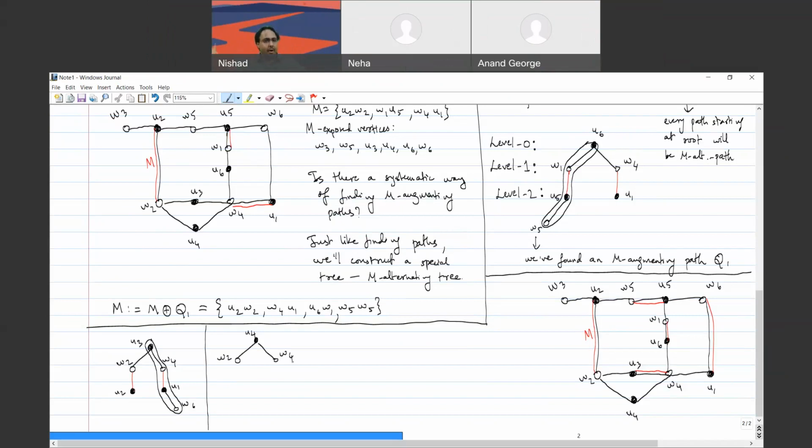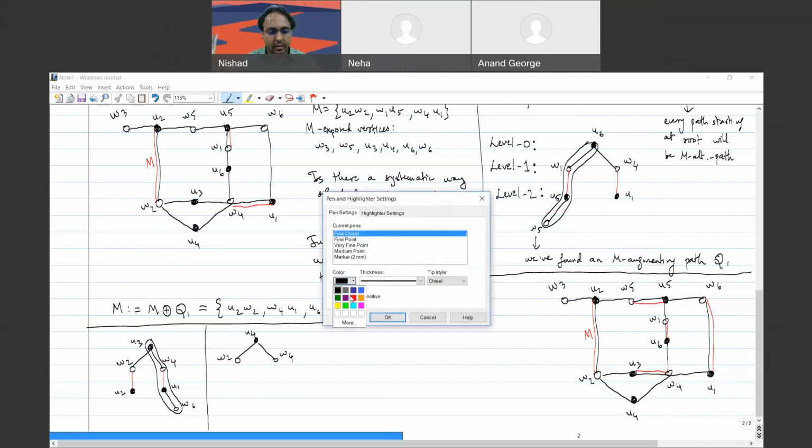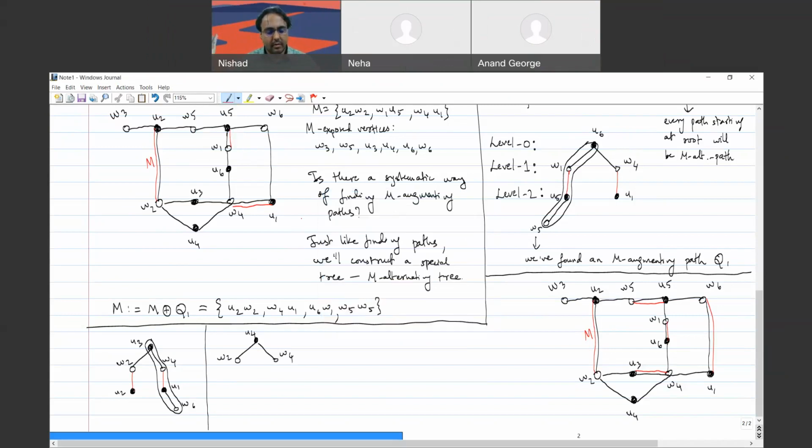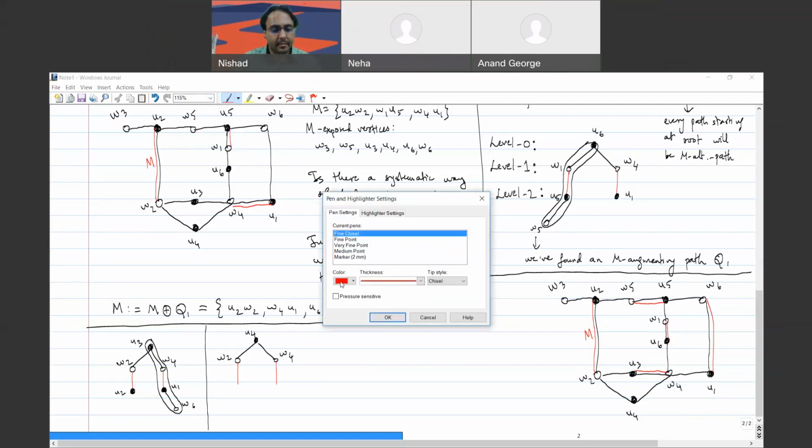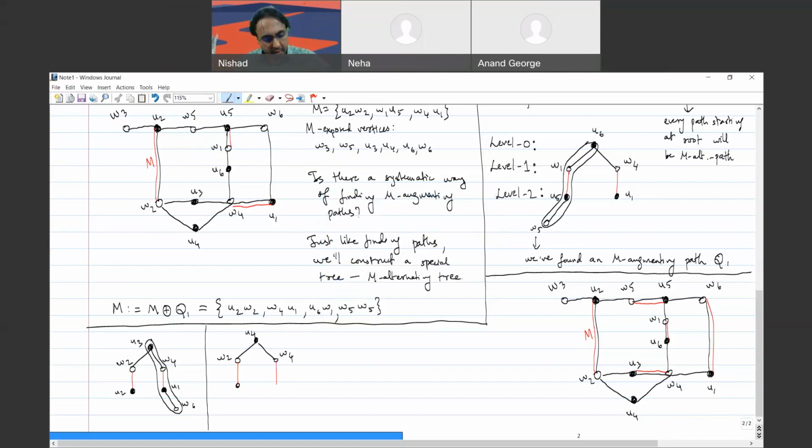Right? We are at an odd level, so we'll only consider the matching edges at this point. So we get two matching edges. And what are the ends of them? U2 and U3. Okay.